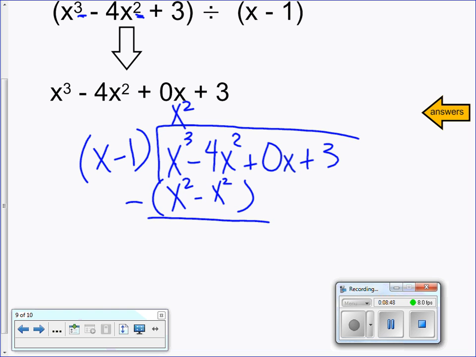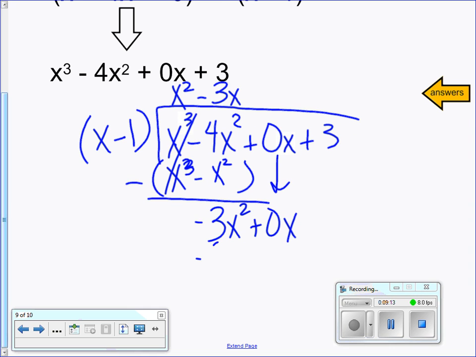Subtract the whole thing. This is cubed, sorry. Okay. So that becomes 0. And this is negative 3x squared. Bring down the 0x. Negative 3x squared divided by x is negative 3x. Negative 3x times x is negative 3x squared. Negative 3x times negative 1 is plus 3x. So I subtract the whole thing. That becomes 0. This is negative 3x.